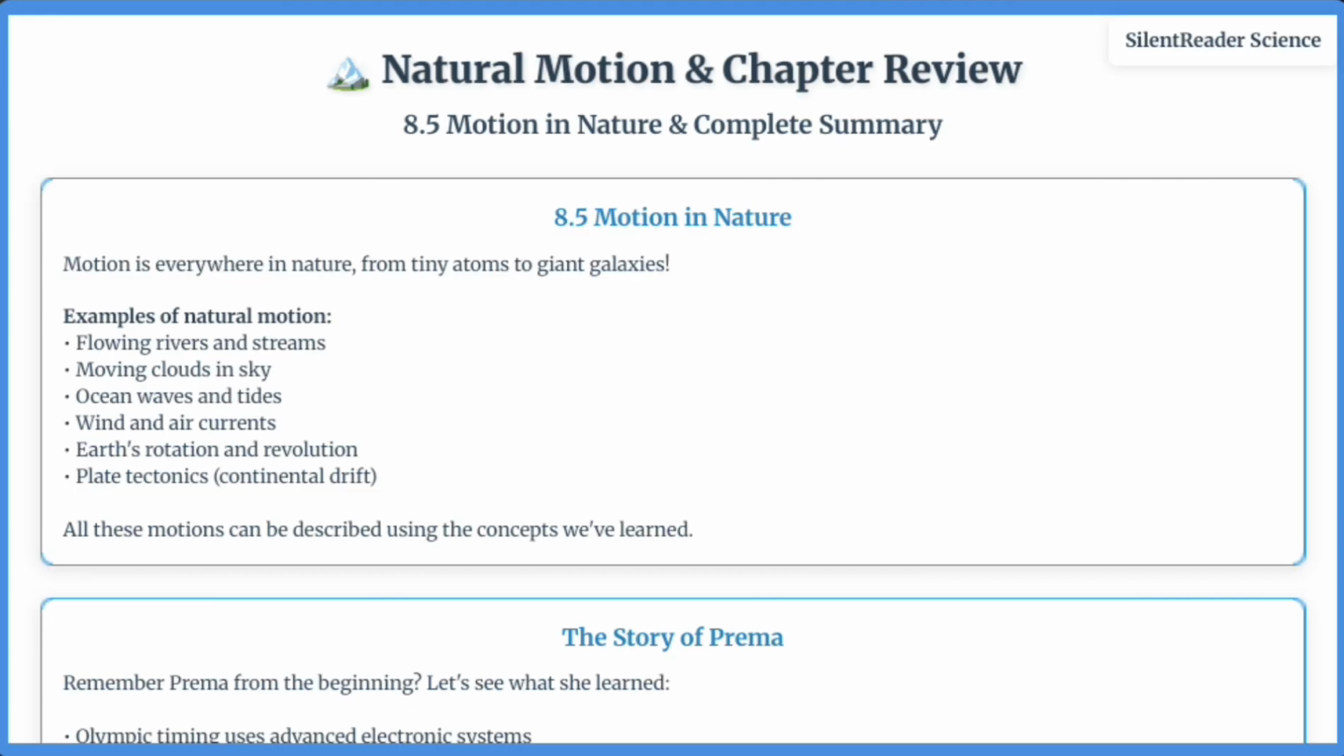With this knowledge, Prema can better analyze her performance and improve her timing. Throughout this chapter, we've explored how time has been measured throughout history, learned to construct simple time measuring devices, understood pendulum properties, calculated speed, distance, and time, and distinguished between uniform and non-uniform motion. You're now equipped with valuable knowledge about the fundamental concepts of time and motion that shape our understanding of the physical world.